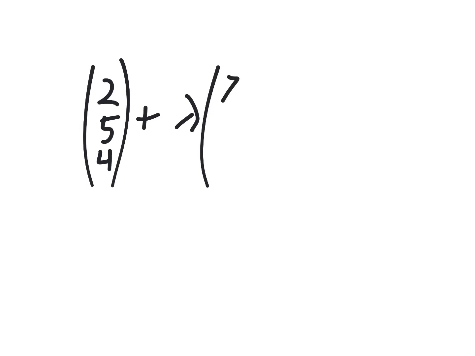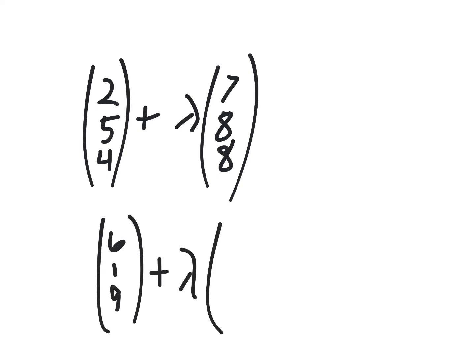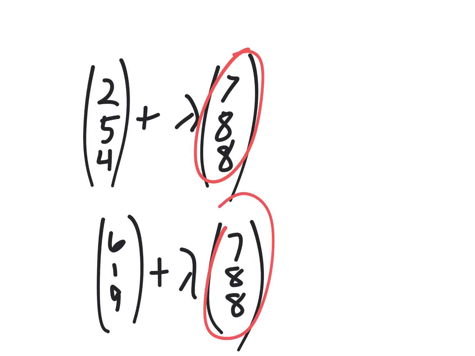Let me give you one like that. So here's one like that. 2, 5, 4 plus lambda 7, 8, 8. You don't have to write this down. Just listen. And 6, 1, 9 plus lambda 7, 8, 8. Do you agree that the vector is this part? It's the same vector, which means it's what? It's the same length as each other, and it's the same direction as each other. They just have a different starting point. So they're the same vector, so wouldn't they have to be parallel? Yeah, so those are parallel.